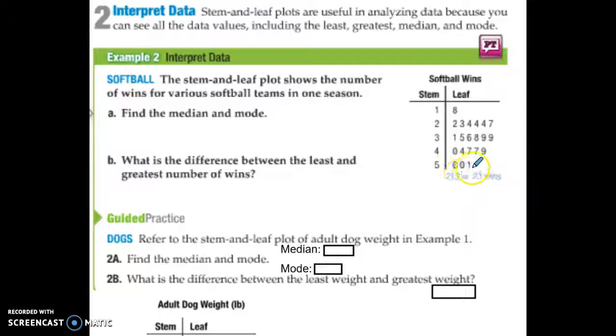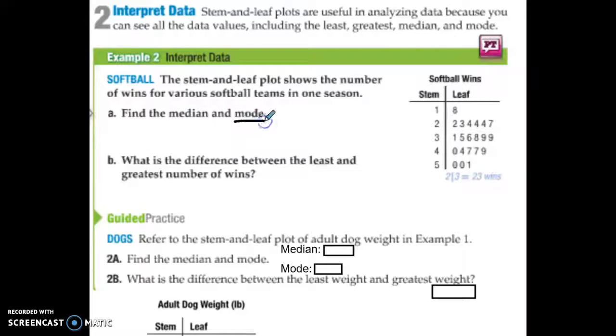So someone had 51 wins in a season, and the lowest team had 18. Alright, let's find the median and the mode. Well, fairly straightforward. These are in order. So the median, I'm just going to cross off until I get to the middle. We'll do that in a second. Let's do the mode first.